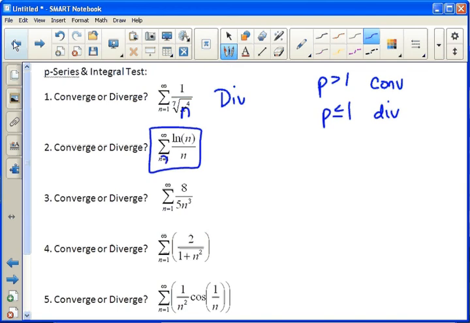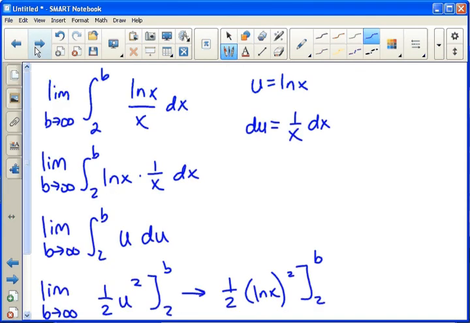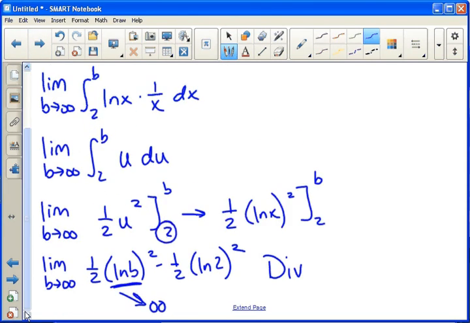Because it didn't matter back here what we plugged in anyway. It should have been 1, though. I apologize. Because once this one went to infinity, it really didn't matter. So this one does, oops, sorry, wrong way. It does diverge by the integral test.